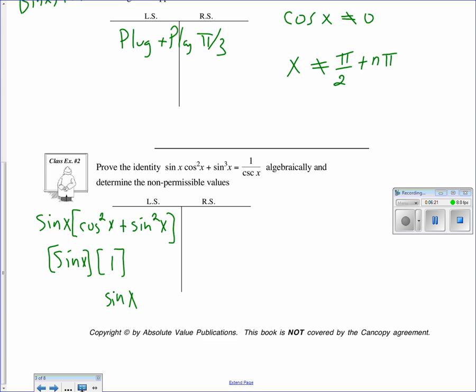What's living on the other side? On the other side, I have 1 over cosecant x. Pardon me, 1 over cosecant x is actually equal to sine x by definition. So I can get that on the right-hand side. So I simply get to say, hey, my left-hand side equals my right-hand side. And we've got one more left to do, or two. Let's turn the page over.